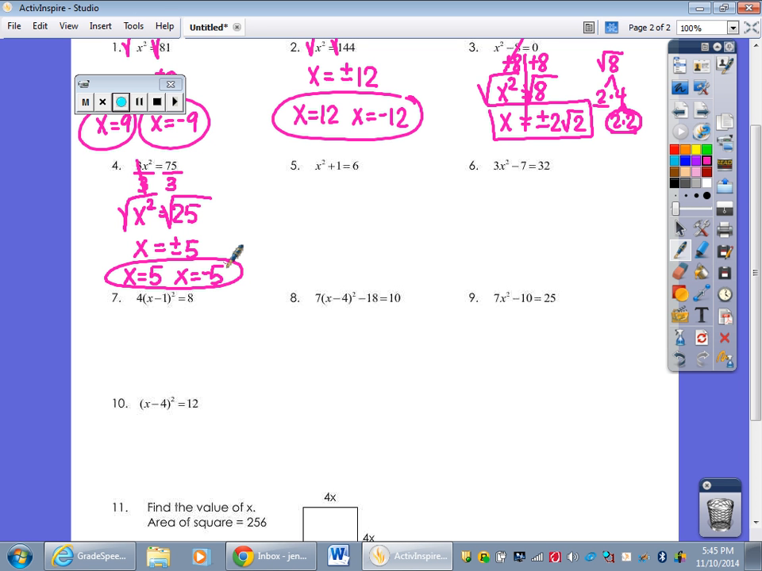The plus or minus key is just an easy way for us to be able to write the answer without having to do what I just circled. So from here on out, we can just leave it as plus or minus 5, but it actually means x equals 5 and x equals negative 5.